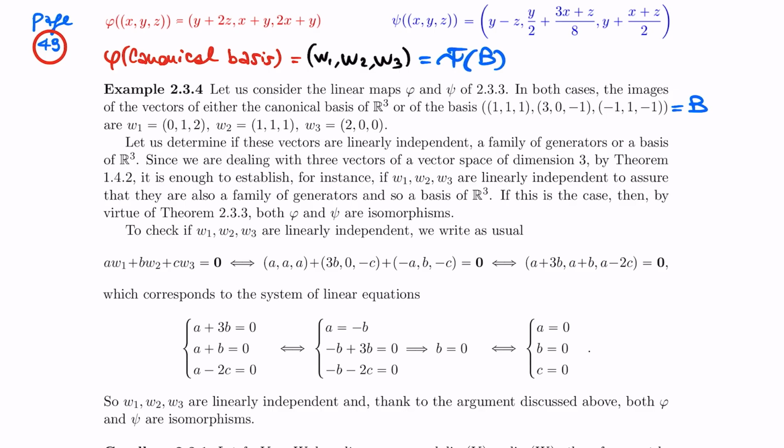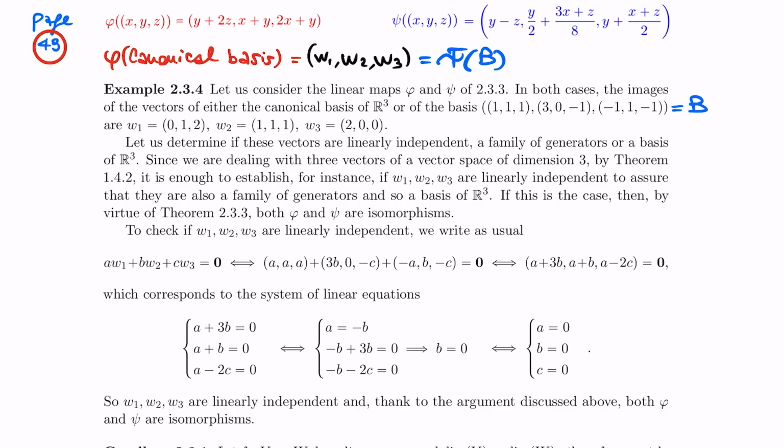The situation is summarized here. That is, phi and psi were constructed by sending the vectors of two different bases of R3 to the same set of vectors. Thanks to the previous theorem, it follows that phi and psi have exactly the same properties, because these depend on the fact that the vectors w1, w2, and w3 are linearly independent or not, or a family of generators for R3 or not. So we don't have to repeat twice the analysis for phi and psi. As you can imagine, this becomes a very, very useful property if instead of having just two linear maps, we have a whole bunch of them.